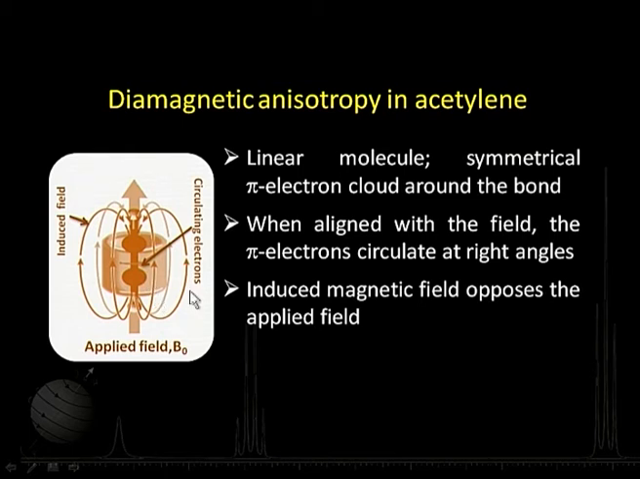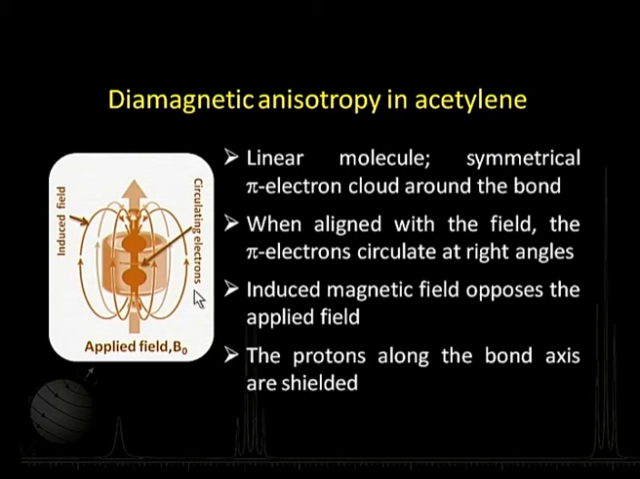And what you find is that this induced magnetic field opposes the applied field. Here is my proton, the applied field direction is this, and the induced magnetic field is coming in the direction opposite to this one. So we find that this induced field is opposing our applied field. As a consequence, the protons get shielded, and they come at a low delta value. That is how we can explain the observance of acetylene at around 1.8 or 2 ppm or so.